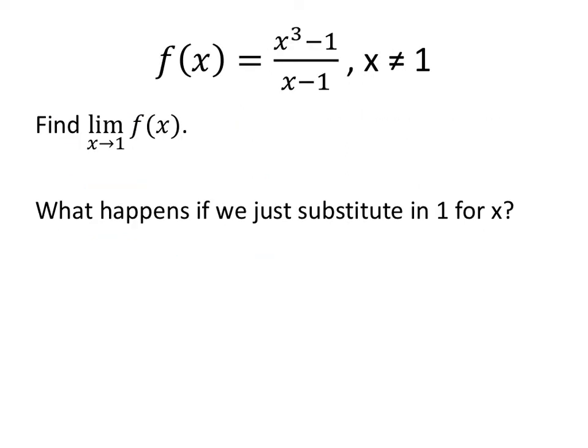Okay, so we're starting with the function f of x equals x to the third minus 1 over x minus 1, where x doesn't equal 1, because if I plug in 1, I'm going to have a 0 in the denominator, it's going to be undefined. So I want to find the limit as x approaches 1 of f of x.